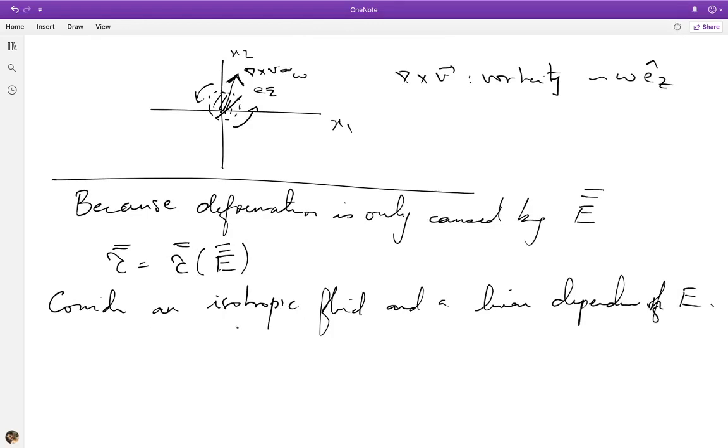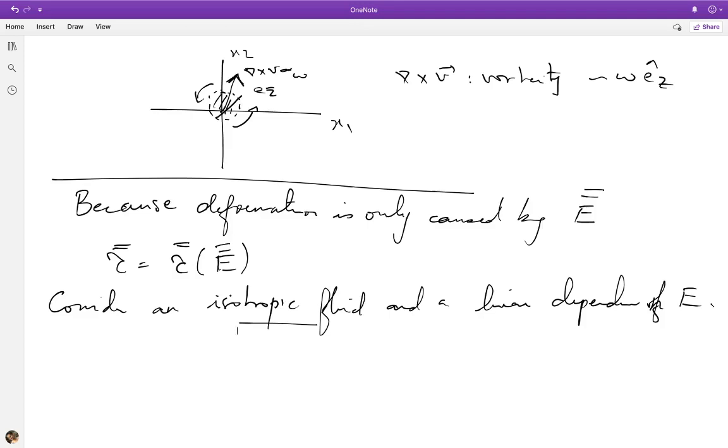So what does this mean? Well, an isotropic fluid means that the stress tensor that we get for a given velocity gradient shouldn't depend on the orientation of the fluid relative to a fixed coordinate frame. And that makes sense because the material should be the same regardless of the point of view from which I'm looking at it, regardless of the orientation of my coordinate system.